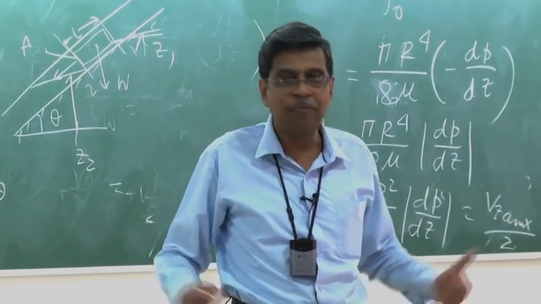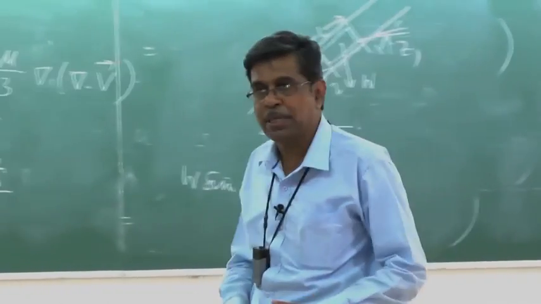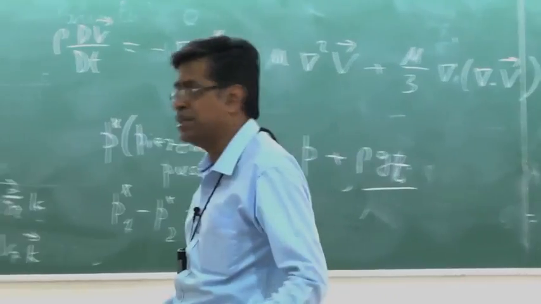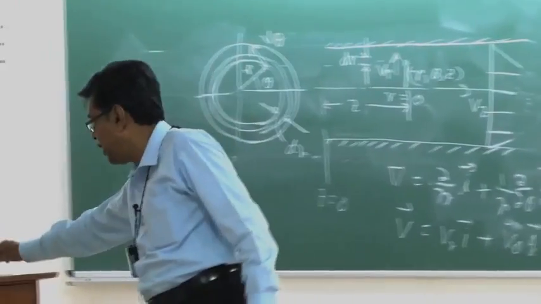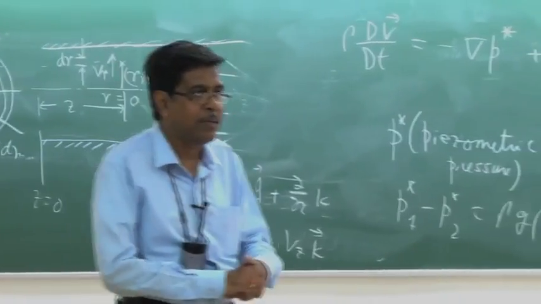When we deal with flows in a horizontal plane, then delta P is equal to delta P star. That means the difference of piezometric pressure and the difference of static pressure is the same. So therefore, we can read it as simply static pressure. Okay. So any question? All right.